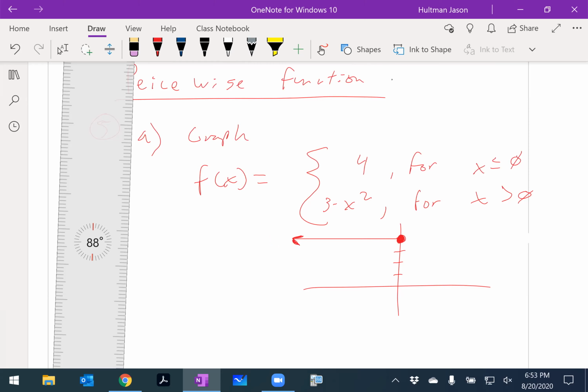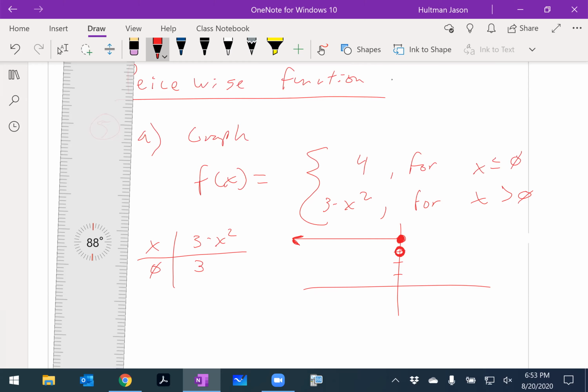So we're good with that. Now what about this 3 minus x squared? How does that play into things? Well, let's plot some points on 3 minus x squared. If x was 0, what would we get? We would get 3. However, we can't have that value, but we can have everything close to that value. So I'm going to put an open circle at 0, 3.